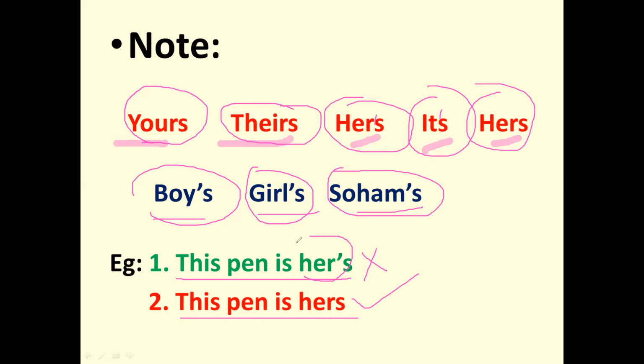So this pen is hers. Here we should not use any apostrophe. See, here we did not use any apostrophe. So in possessive pronouns we should not use an apostrophe. So this pen is hers. Here there is no apostrophe. Only in possessive nouns is the apostrophe used.